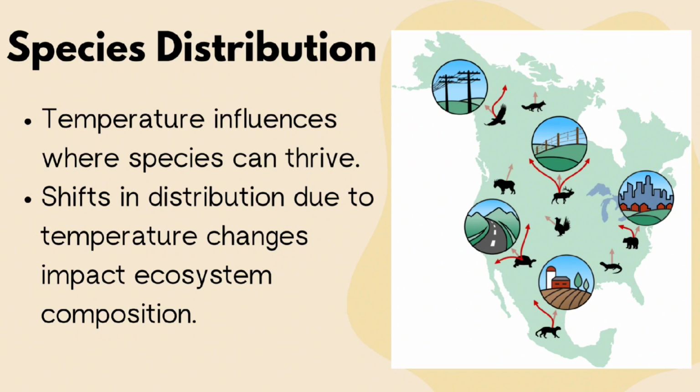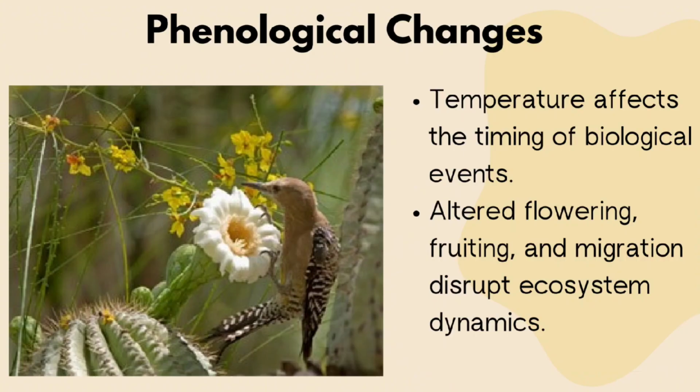Impacts of climate on ecosystems. Species distribution. Temperature plays a critical role in determining where species can thrive. Changes in temperature, whether due to climate change or other factors, lead to shifts in the geographical distribution of species. This, in turn, has a direct impact on the composition of ecosystems, as certain species may thrive in new areas while others may face challenges in adapting.